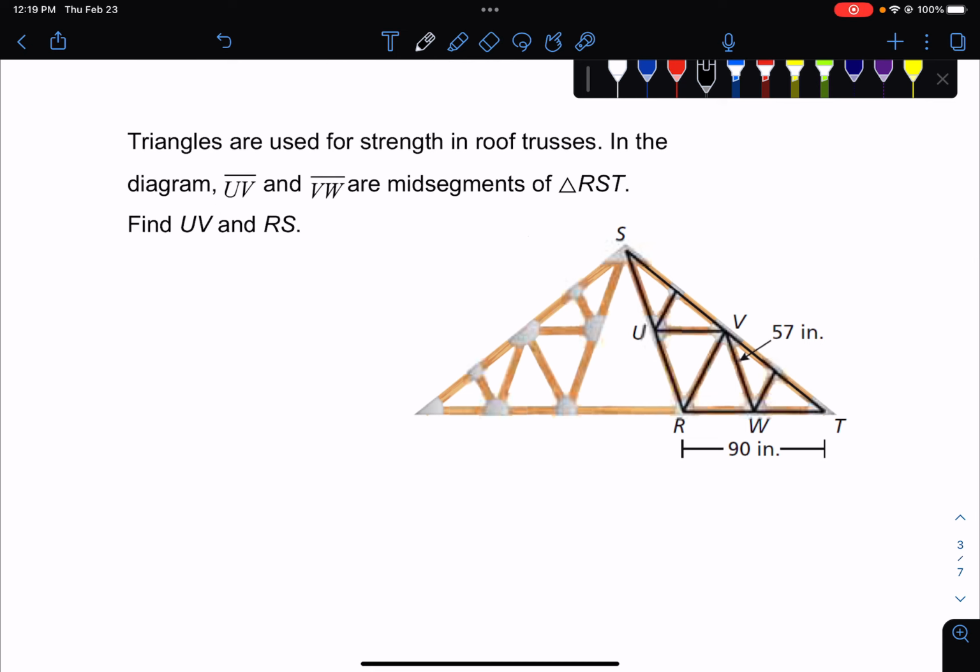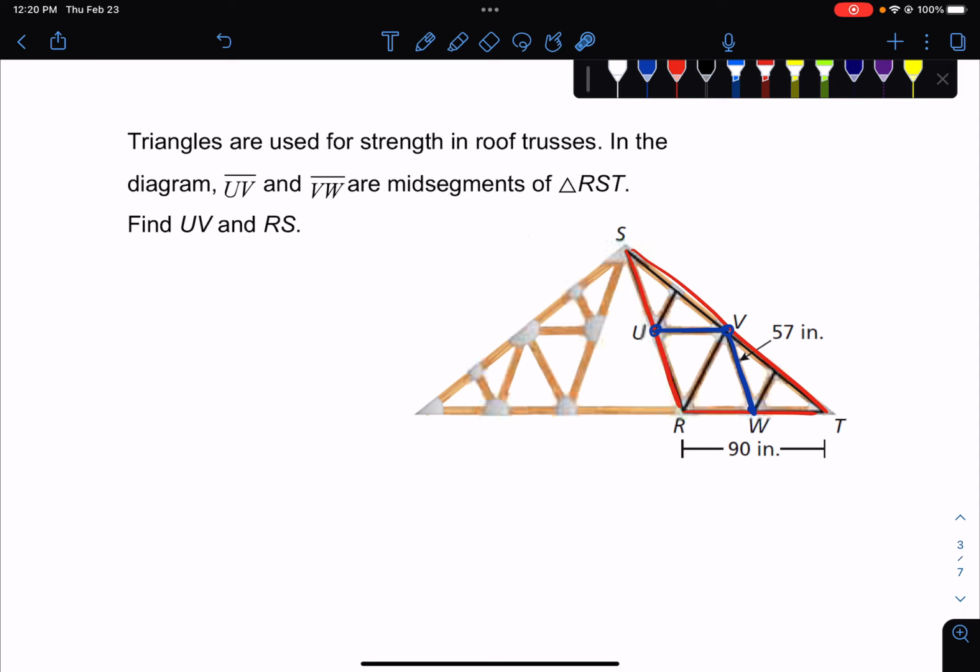Here's a problem. Triangles are used for strength in roof trusses. In the diagram, UV and VW, so this line and this line, are mid-segments of the triangle RST. All right, so I've got this big triangle on the outside, RST, and then I've got these midpoints, U and V and W, and they're connected with these mid-segments, which is what those lines are called. It wants me to find UV, so this length right here, and it wants me to find RS. It wants me to find this big line right here.